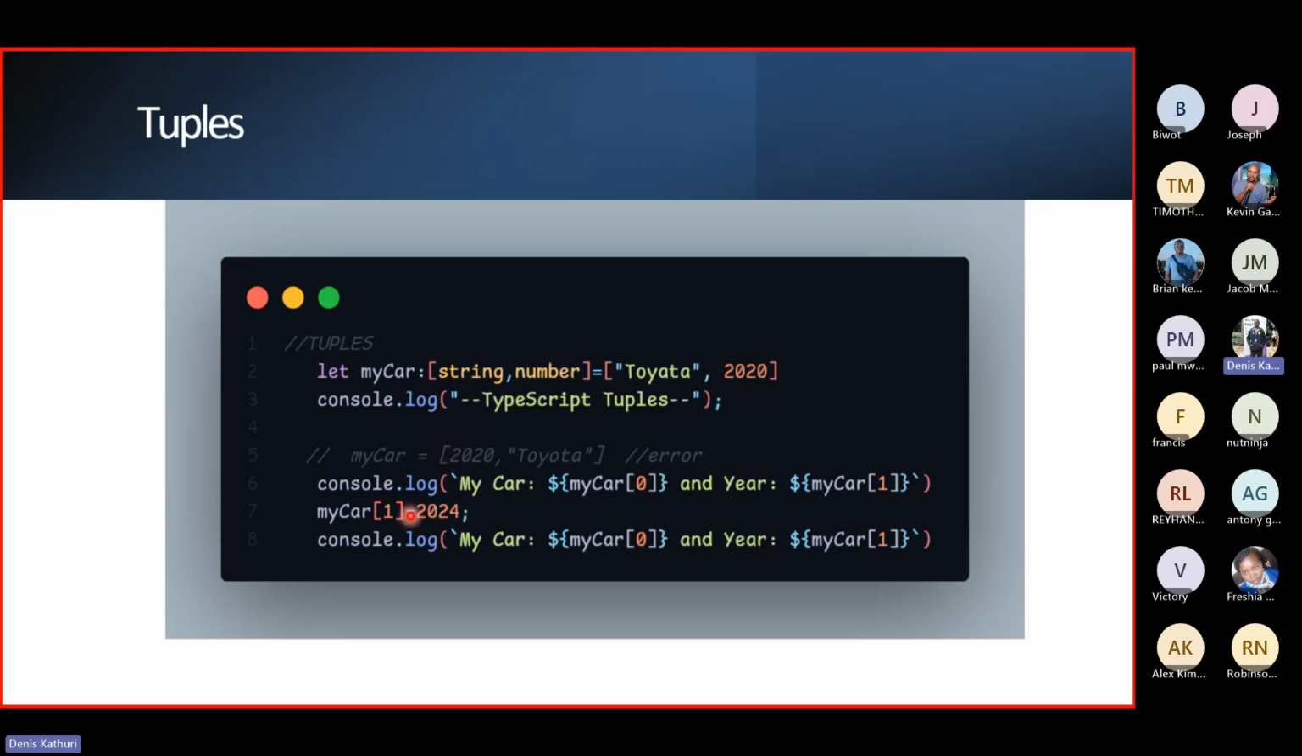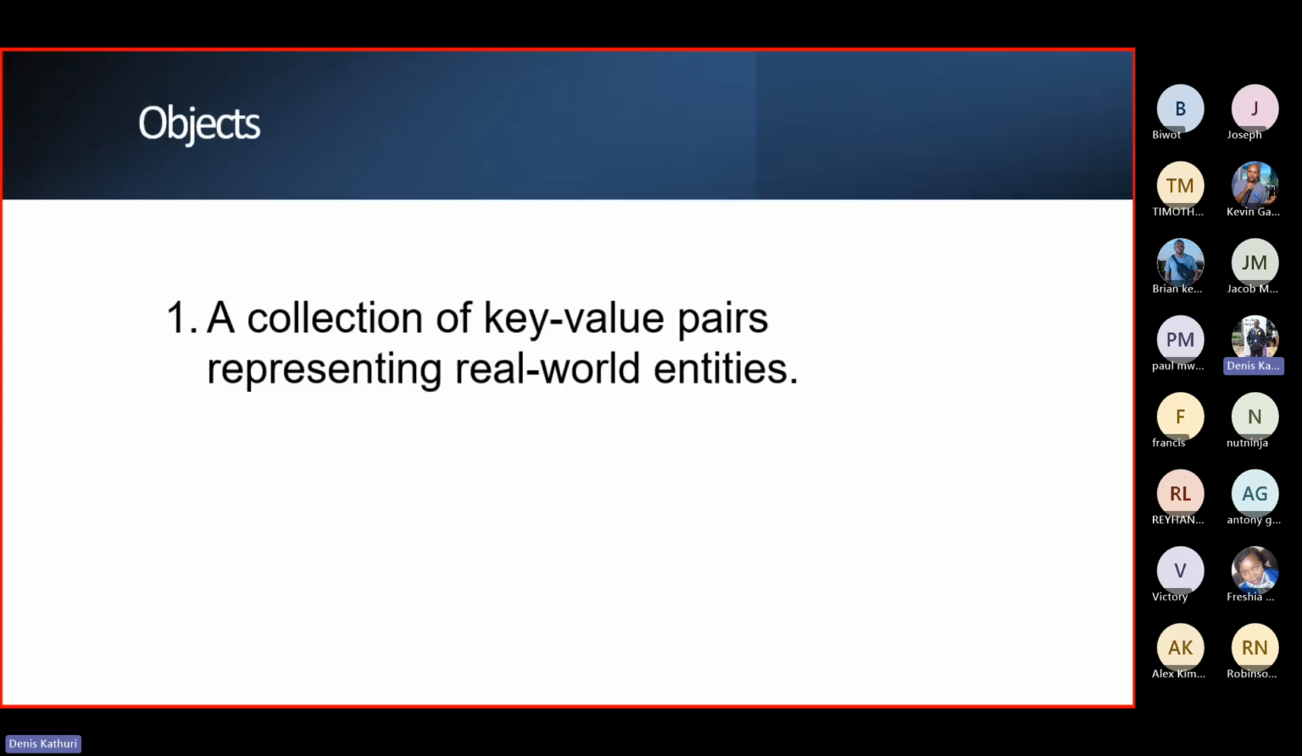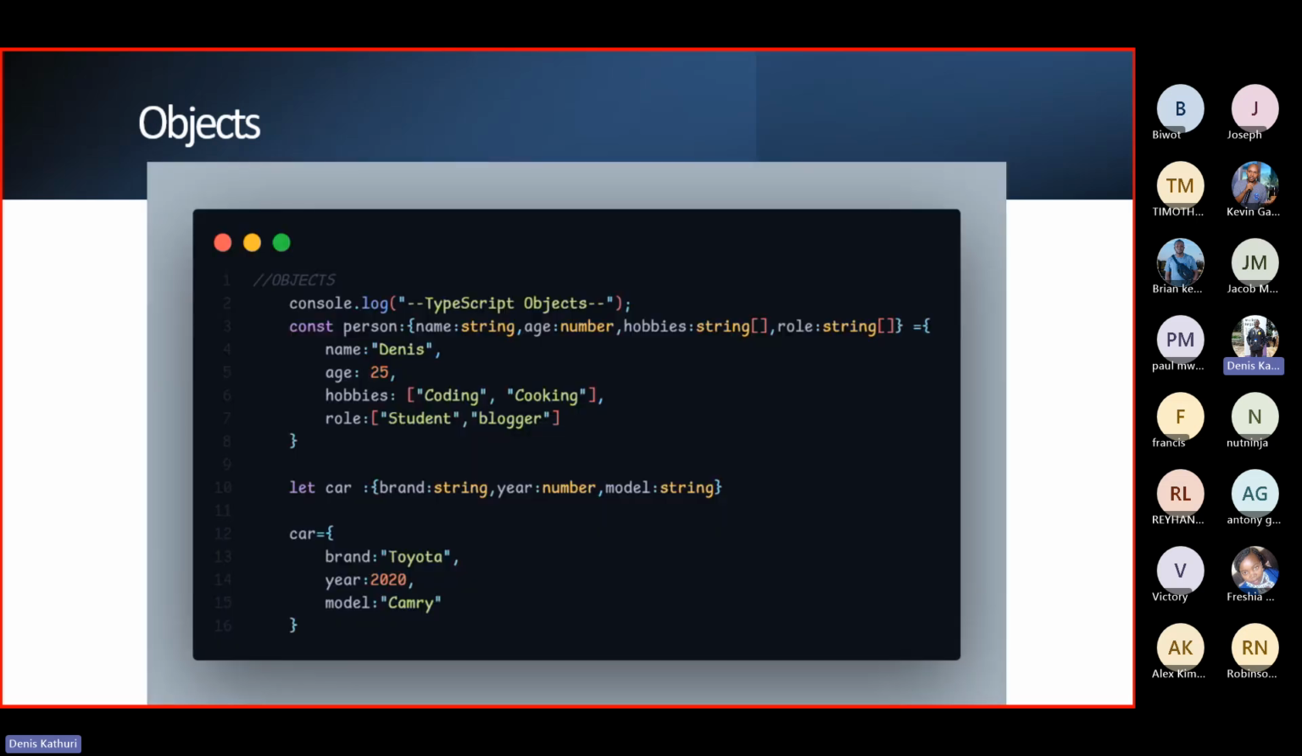Then if you want to update any item in the tuple, you have to use the square bracket and the index of where you want to update that. And finally, objects. An object is a collection of key value pairs representing real world entities. An example of them is a person or user profile.